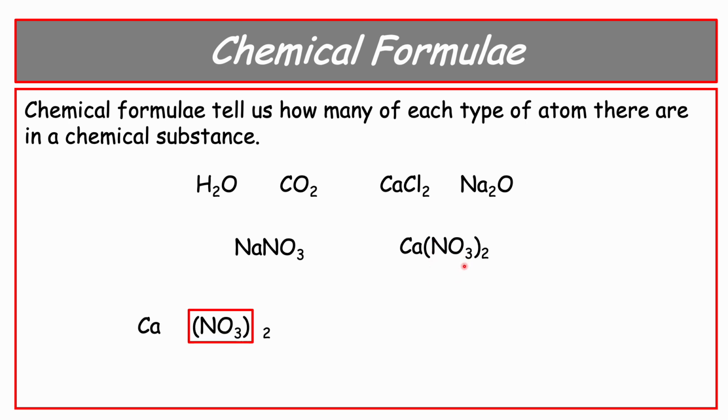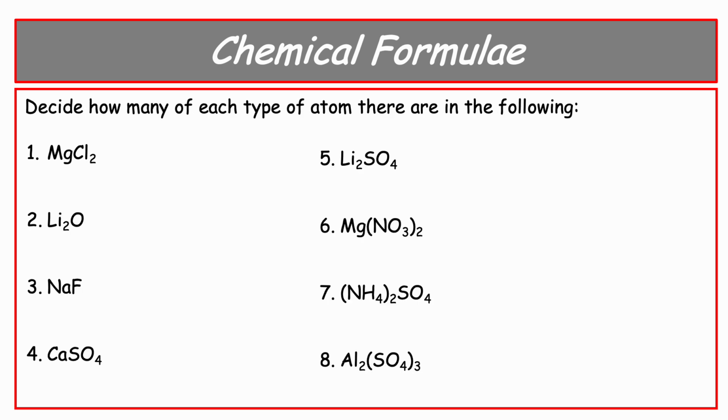I've also got 3 oxygen atoms inside the brackets. However, outside the brackets there's 2, so I've got to times that by 2, which gives me 6 oxygens in total. Pause the slides and have a go at determining how many of each type of atom there are in the following molecules or compounds.